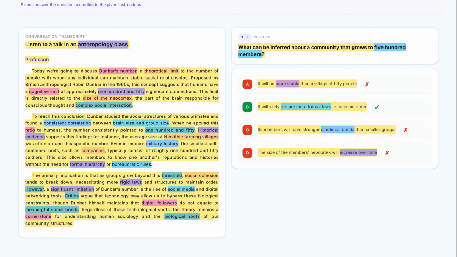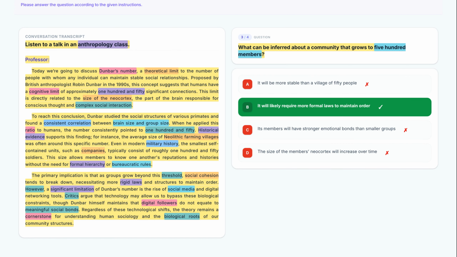The correct answer is option B, because the lecture explicitly links population growth beyond the threshold to a need for more formal structural control.